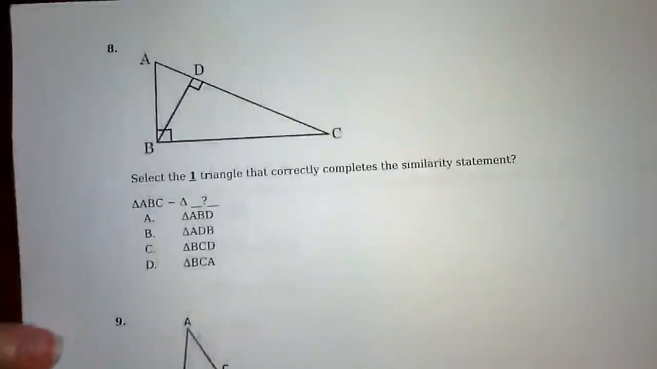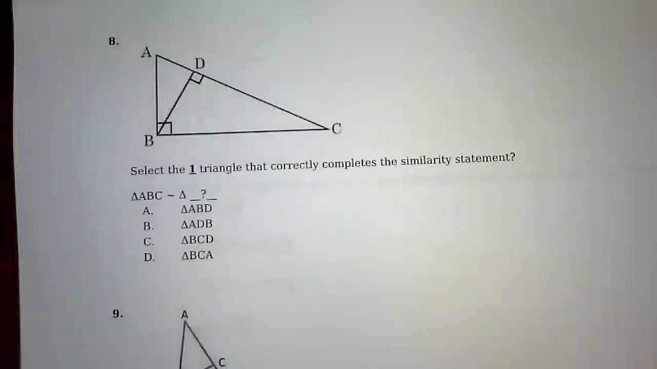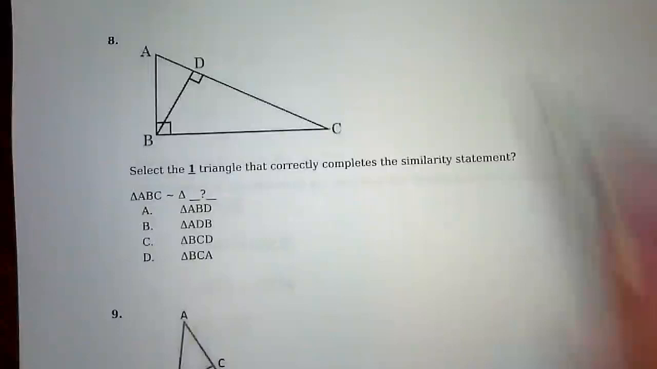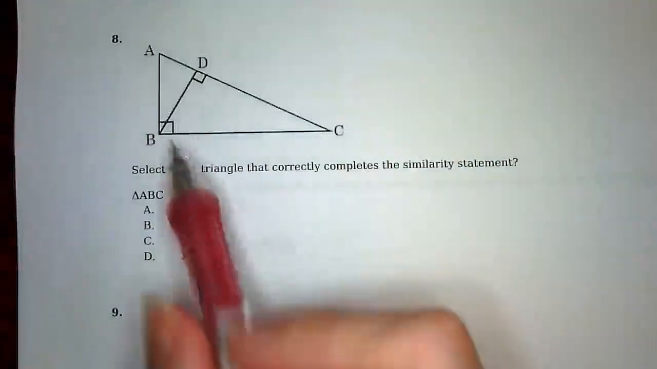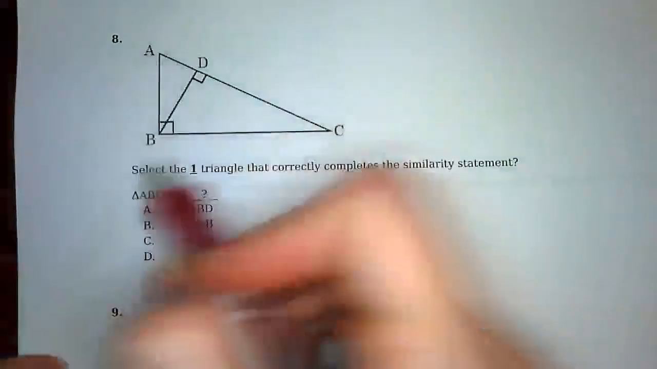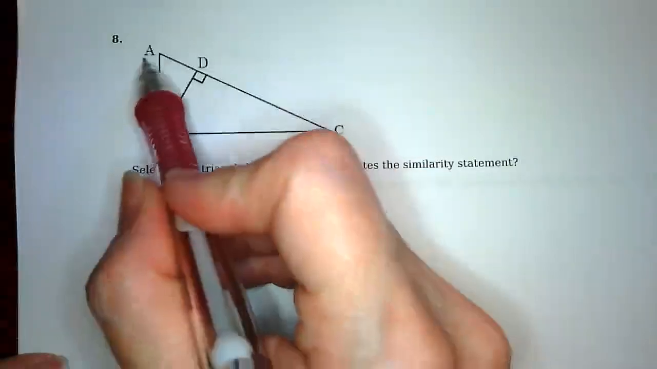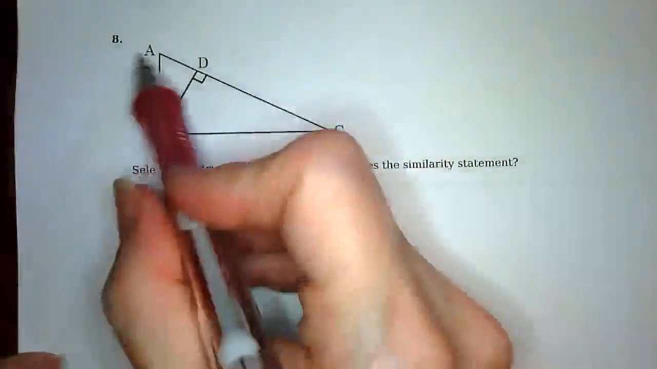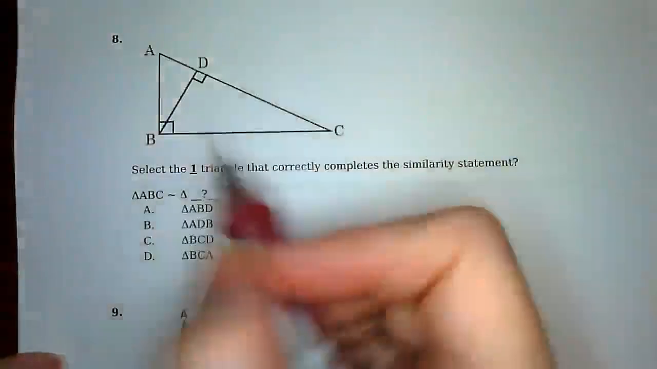All right, next up. So we have the similar right triangles. So we need to pick the triangle that is similar to triangle ABC. So what we need to pay attention to is this is short leg, long leg. So ABC, short leg, long leg.